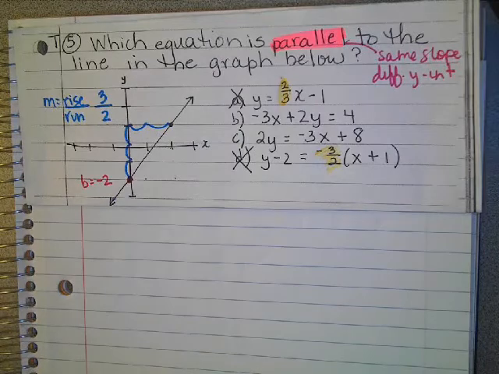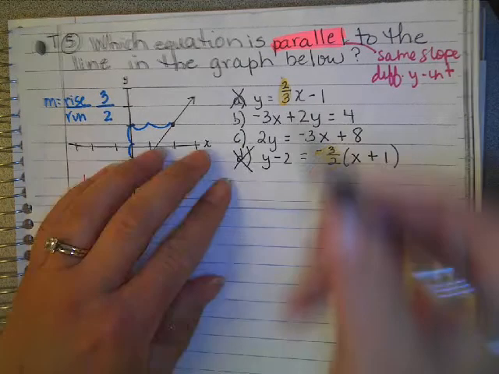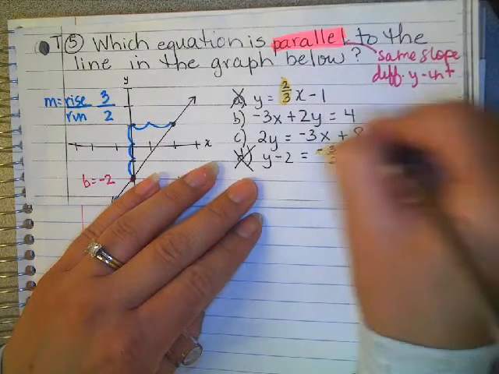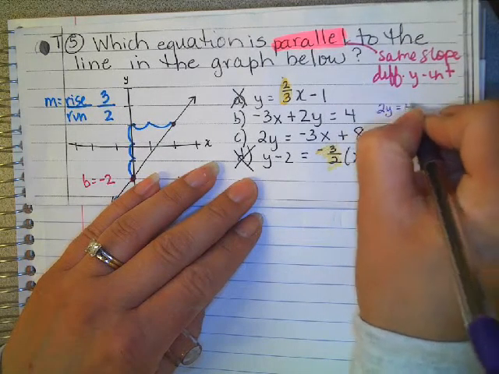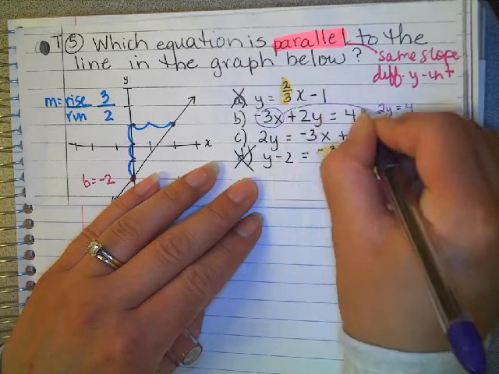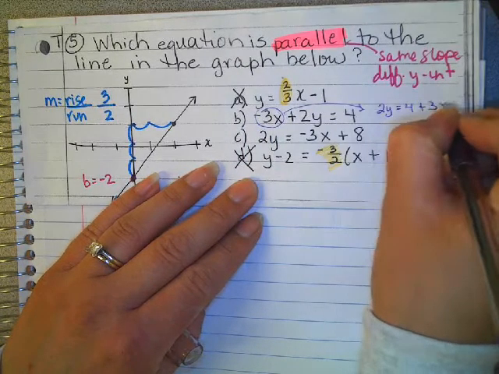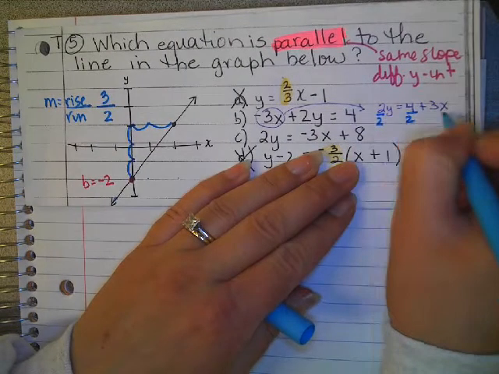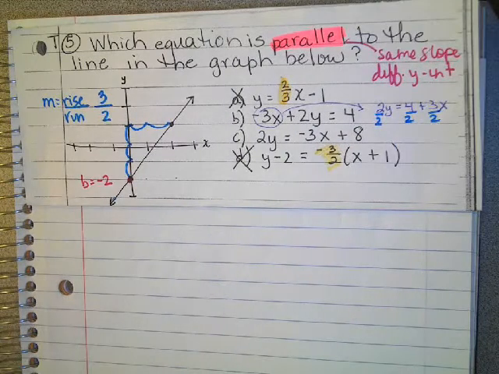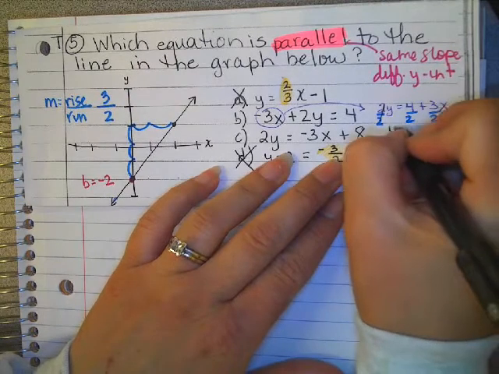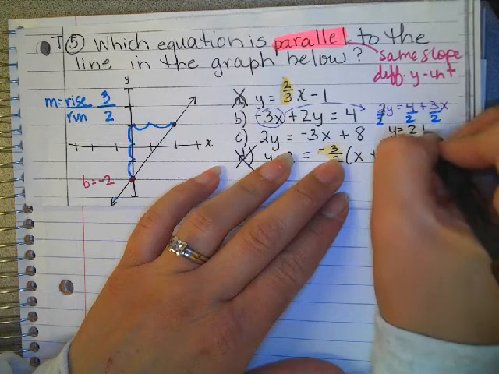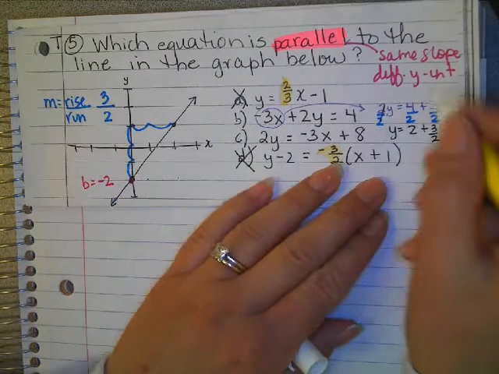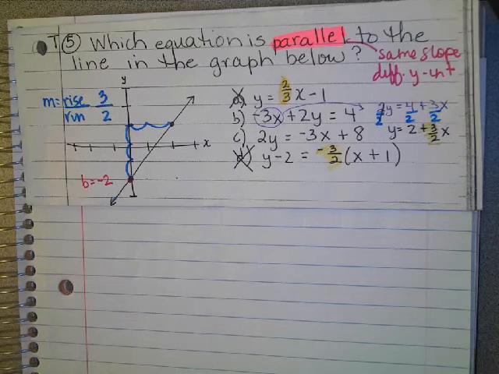Now let's go to B. B is in standard form. I can't tell the slope until I solve it for y. So remember how we solve for y? You move this guy over. Okay, so you're going to end up with 2y is equal to 4, but you're moving this guy over here by changing the sign, plus 3x. And then you have to divide everybody by 2. So you end up with y equals 4 divided by 2 is 2, and then 3/2 is going to stay 3/2. Now that it's in slope-intercept form, I can tell you that the slope is 3/2.